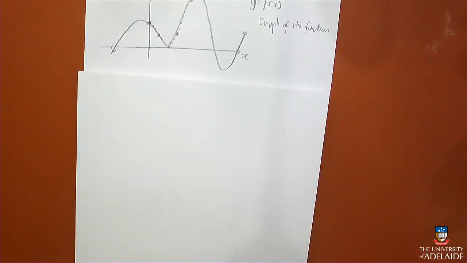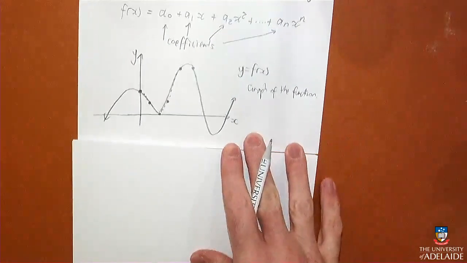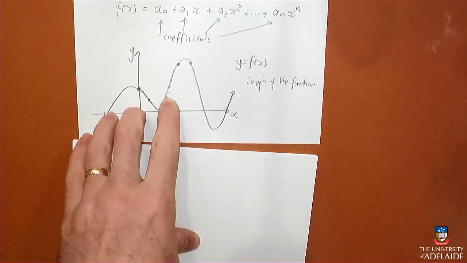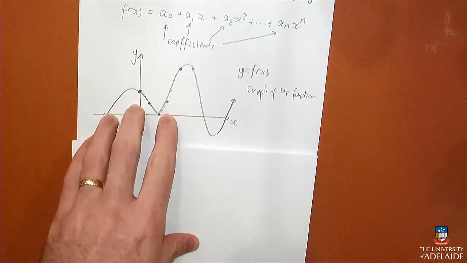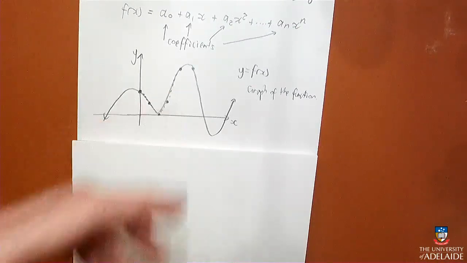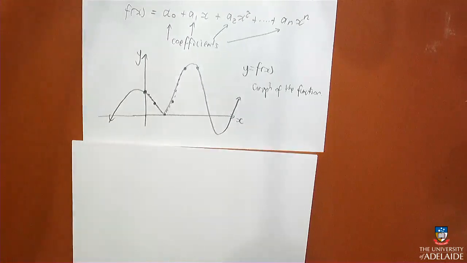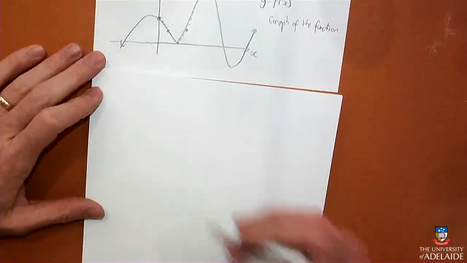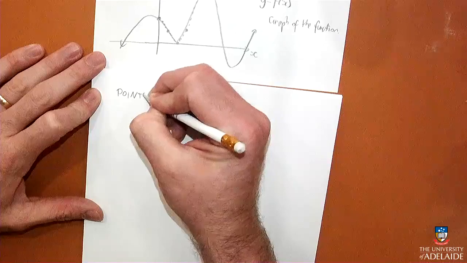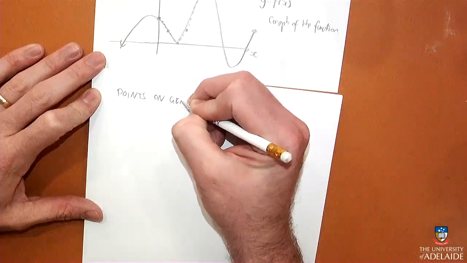So let's see. Well, the first thing that I've already mentioned is that every point is made from subbing in an x and figuring out a matching function value, which is the y. And so that means that if we know that the graph passes through certain points, then it's possible to figure out what the formula is. And I'm going to do an example of that just to show you. So the first thing is points on the graph.